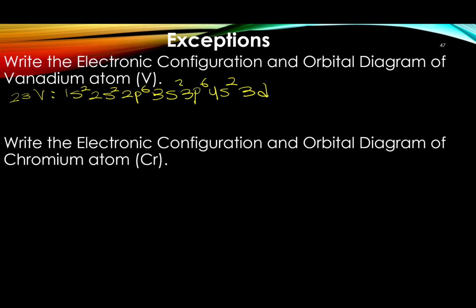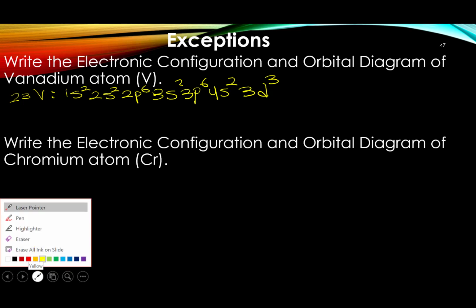Now how many more do I need to add? I need to add 3 more. Okay, then let's add it up. It's 2 plus 2 is 4, plus 6 is 10, 12, 18, 20, 23. Okay, this is the electronic configuration for vanadium. Now let's do the diagram for it.